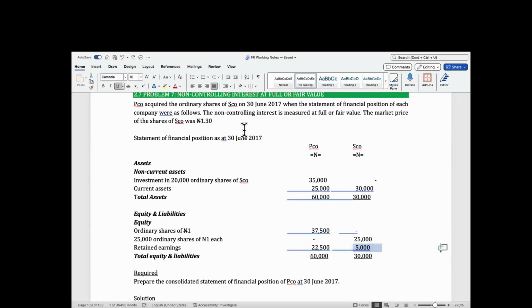So similar to the previous question, the only difference here is just that now NCI is measured at full or fair value. So what this is just teaching you is all about NCI, that the parent can either measure NCI at proportionate share of subsidiary's net asset, or it measures NCI at full or fair value. So let's see how full or fair value will impact our cancellation.